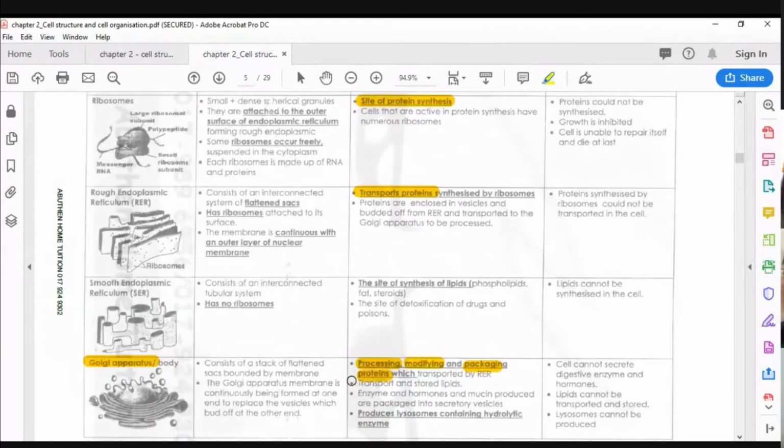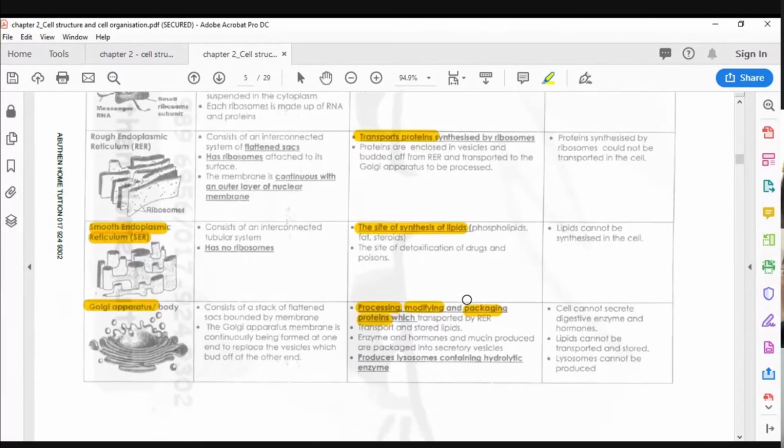Okay, what happened to Golgi apparatus? Process, modify, and... okay, very good. Can I know what's the function of smooth endoplasmic reticulum? It's the site of lipid synthesis. Okay, site of lipid synthesis.